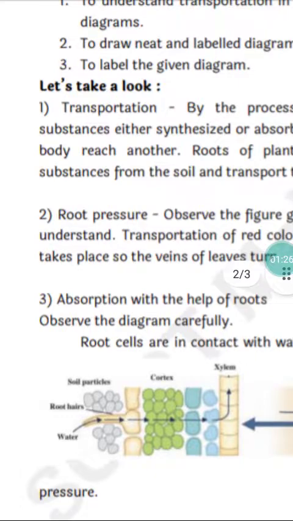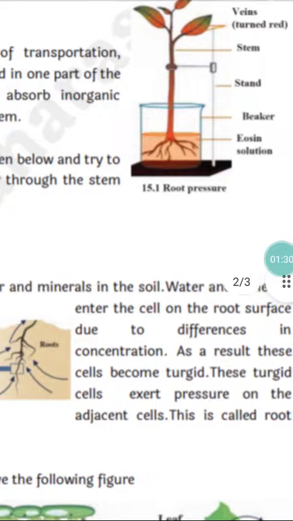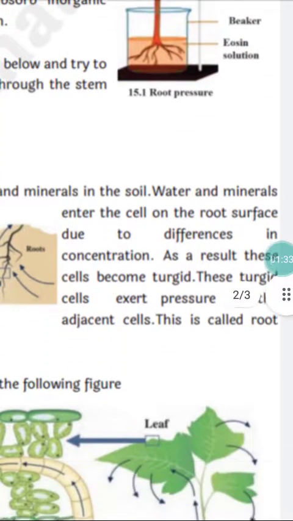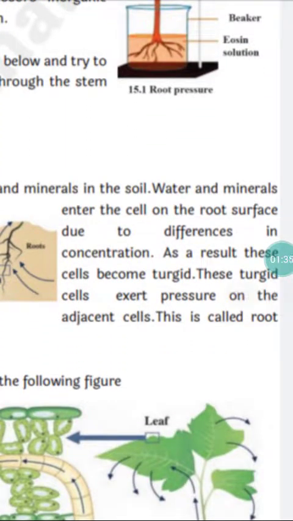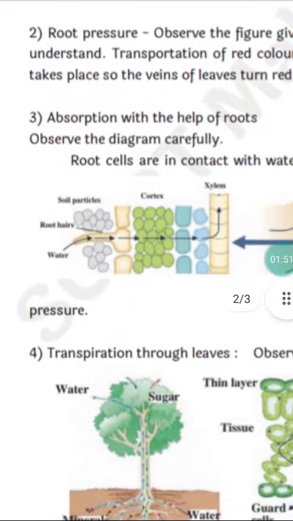Observe the diagram carefully. Root cells are in contact with water and minerals in the soil. Water and minerals enter the cell on the root surface due to the differences in concentration. As a result, these cells become turgid, and these turgid cells exert a pressure on the adjacent cell, and this is called root pressure. For this, you can refer to page number 164 of the 9th standard book.